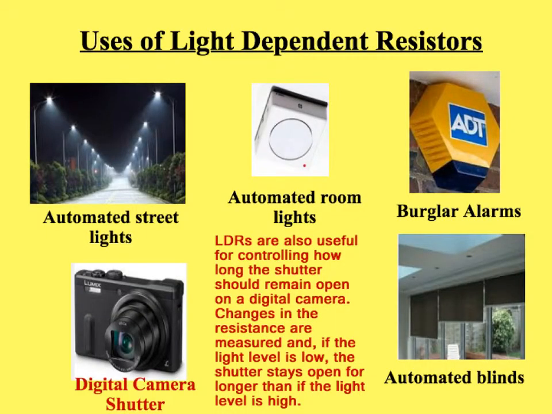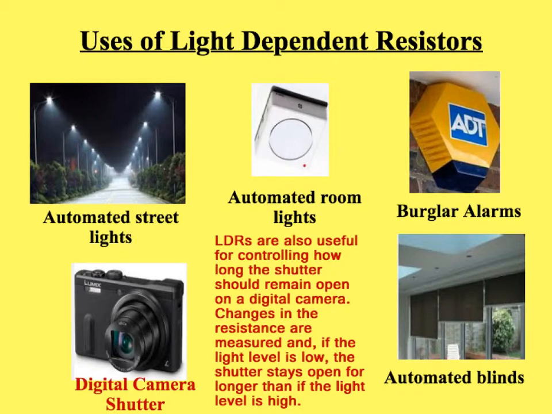So here are some of the different uses for light dependent resistors. You can have automated street lights, automated room lights, burglar alarms, automated blinds, and digital cameras. We're just going to look at how digital cameras work. In digital cameras, LDRs are useful for controlling how long the shutter should remain open. Changes in resistance are measured, and if the light level is low, the shutter stays open for a longer period of time than if the light level is high.